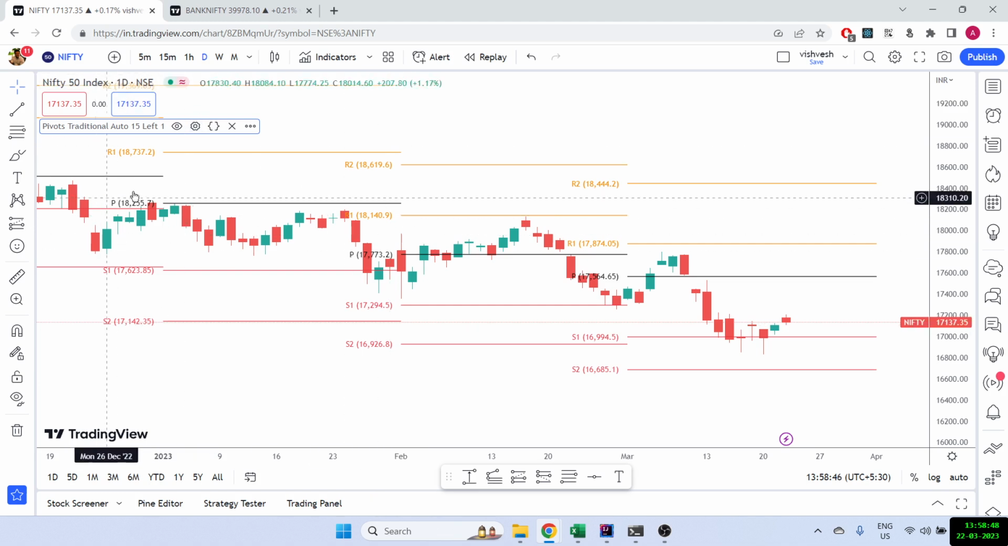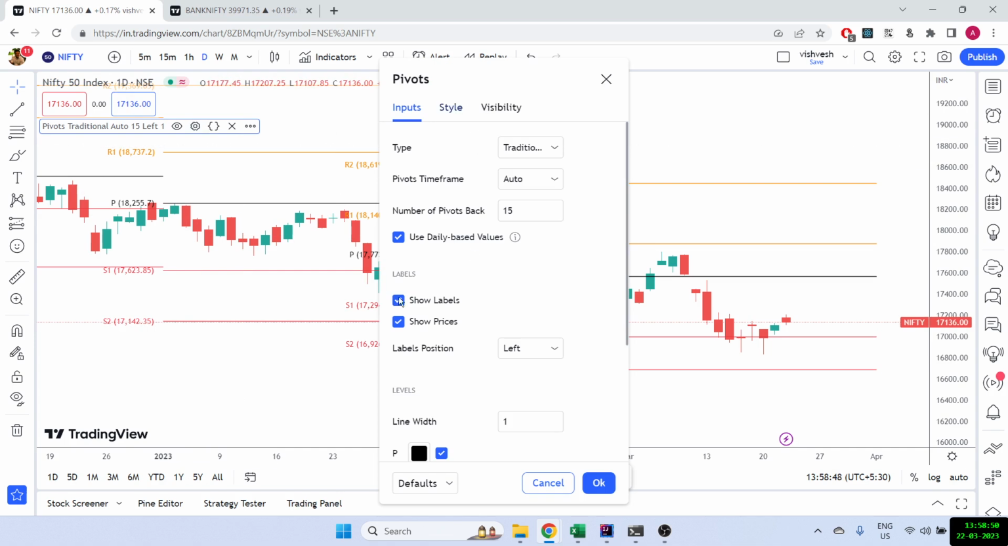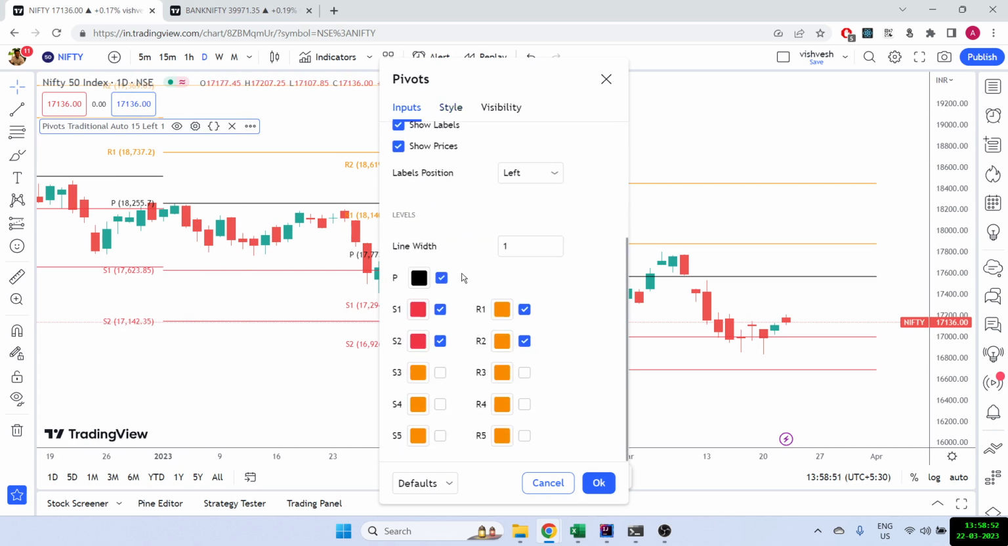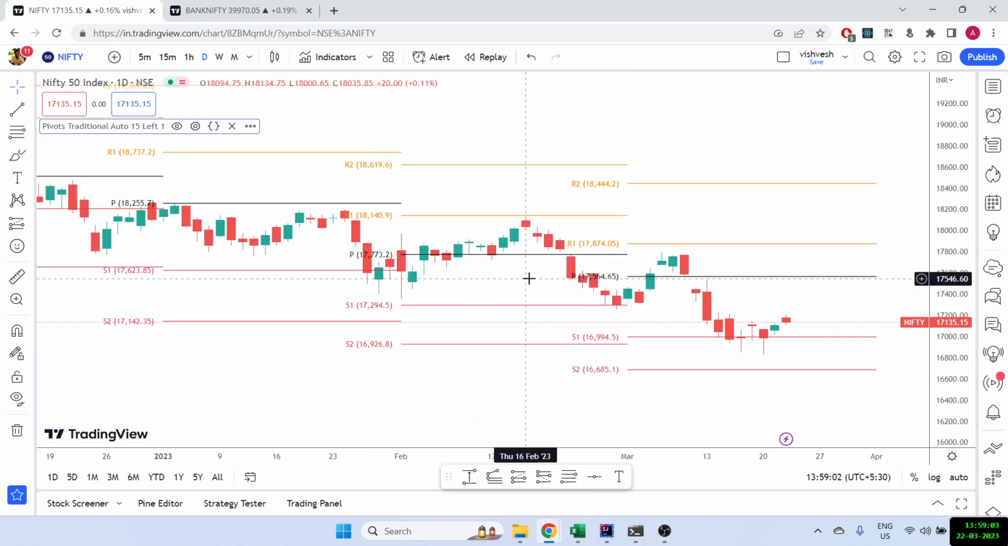Let me show you the settings of the pivots also. So it's the normal pivots. I've not changed any settings. The only thing that I require is the P, which is the pivot line, S1 and S2, and R1, R2. So both the R's are the resistance and both the S are the support. So let's look at what this strategy does.